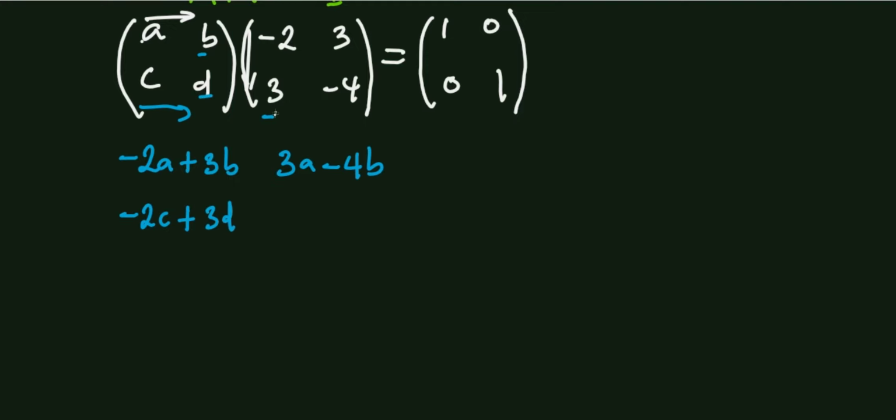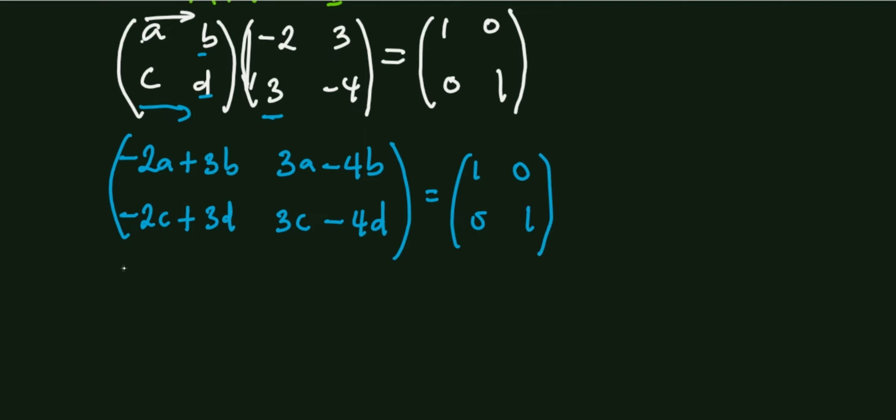Okay, first row again, we multiply the second column. C multiplies 3, giving 3C, and D multiplies minus 4, giving minus 4D. Okay, so that's the multiplication of the two matrices. They are equal to the identity.